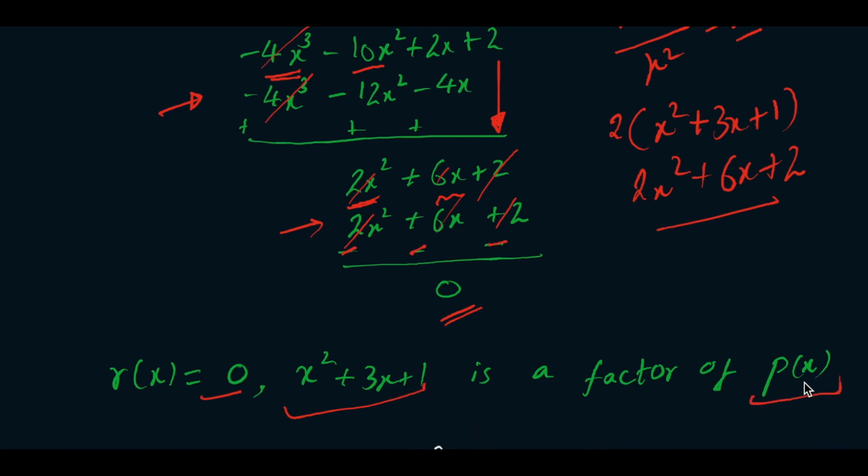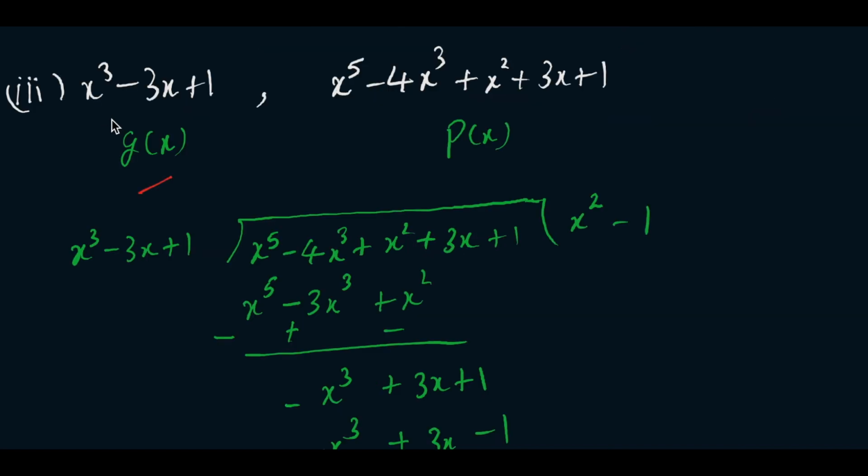For our third question, g of x is x cube minus 3x plus 1 and p of x is x to the power 5 minus 4x cube plus x square plus 3x plus 1. So we write g of x here and p of x here. So our first term is x to the power 5. So we have x to the power 5 divided by x to the power 3. So we are remaining with x to the power 2. So our q of x first part will be x square.